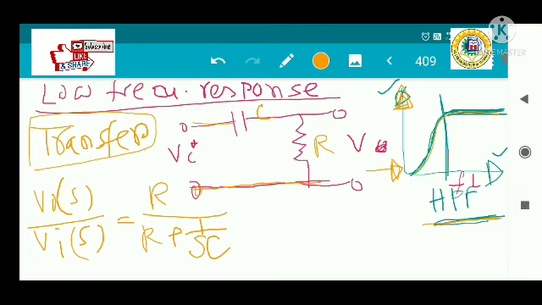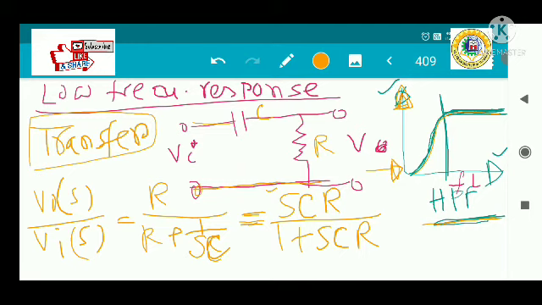I advise you to study this Laplace transform so that you can know this. Okay, so if you just solve this, this is SCR divided by 1 plus SCR. This S is nothing but J omega. This is the Laplace parameter or the operator. So this is the transfer function. So this is nothing but your gain.